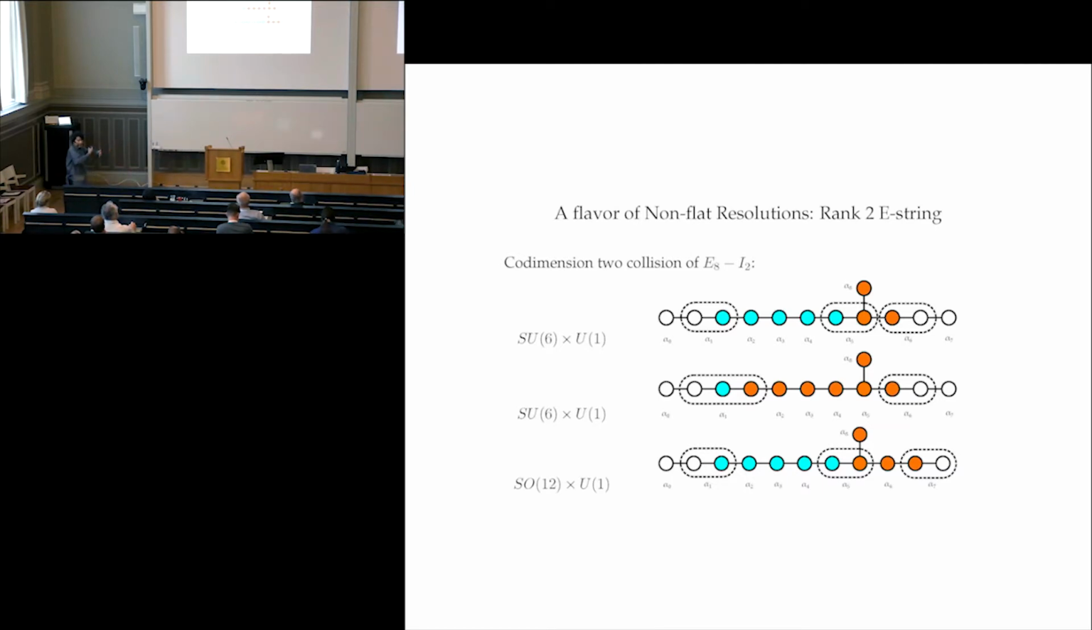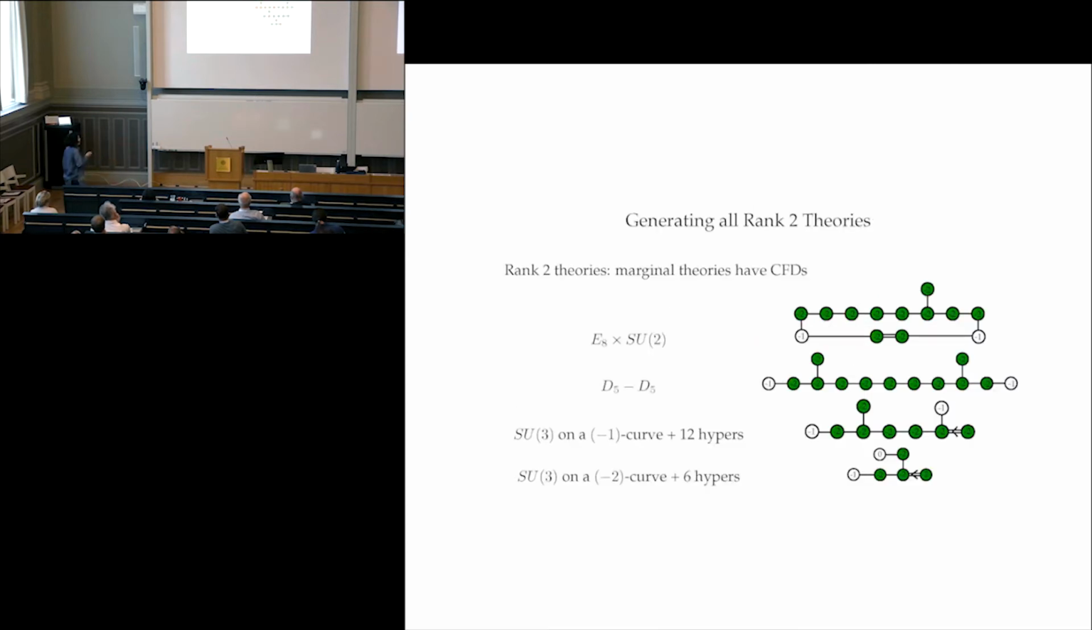So there are all kinds of equivalences in these non-flat resolutions that we need to mod out to actually get the actual distinct CFTs, and these combined fiber diagrams are exactly engineered to do so. And so here is another example which gives you SO12 times U1. But anyway, the point is: don't do these non-flat resolutions, find the marginal CFDs, so the CFD diagrams associated to the marginal theories coming from 6D, and then apply the CFD transitions.